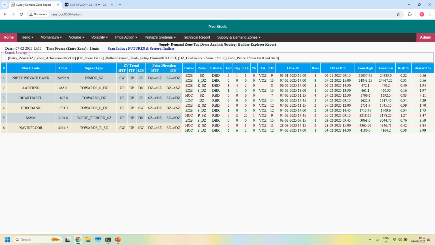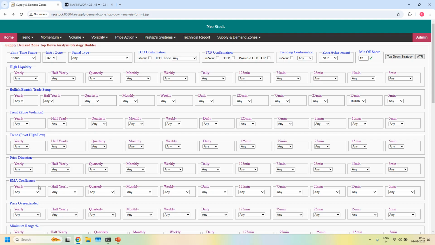So that's why what I am doing, again I am going back to the previous screen. In this screen, in the EMA confluence, whatever filters we set previously are all there. So directly I am setting the new filter in the EMA confluence at 75 minutes time frame. I am setting the filter: does the 75 minutes demand zone have daily EMA confluence or not. That filter I set here.